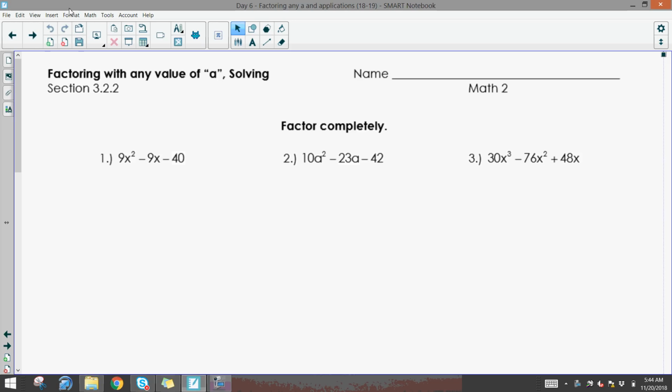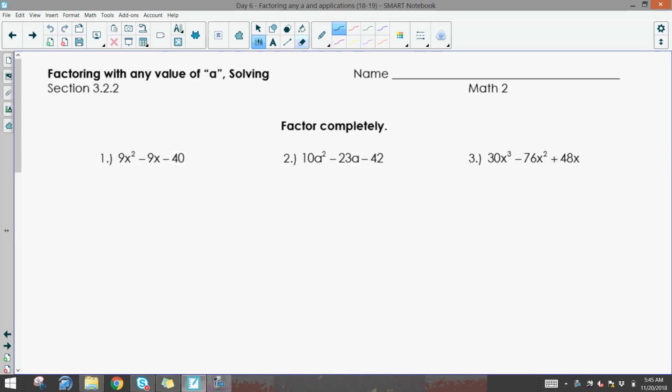All right, so in this lesson today, kind of similar to what we did yesterday. Yesterday we didn't have an a of 1, we had an a that was prime, so we really only had one option. Today, if you look at all of your a values, they aren't prime anymore, which just means there's more options, so a little bit more educated guess and check as you're factoring. So, still the same steps. You're still checking for GCF and trying to get that out of the way, and then looking to see if there's any difference of squares, and then factoring your trinomial if there's not.